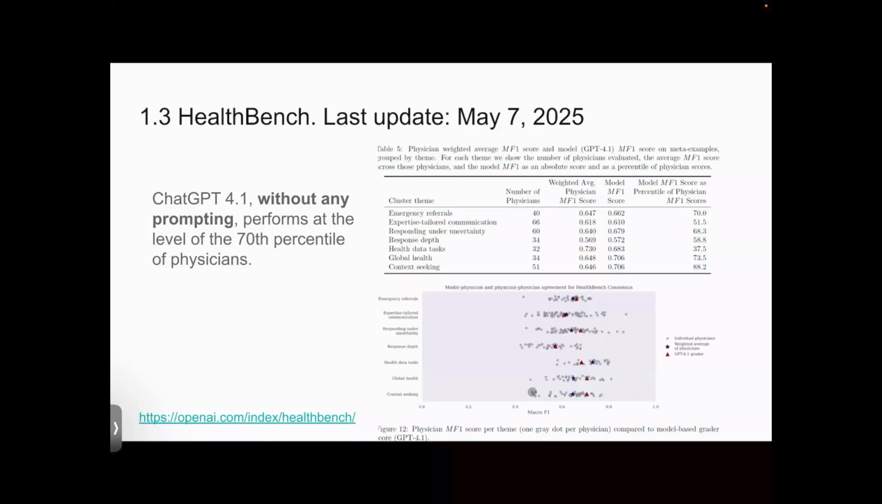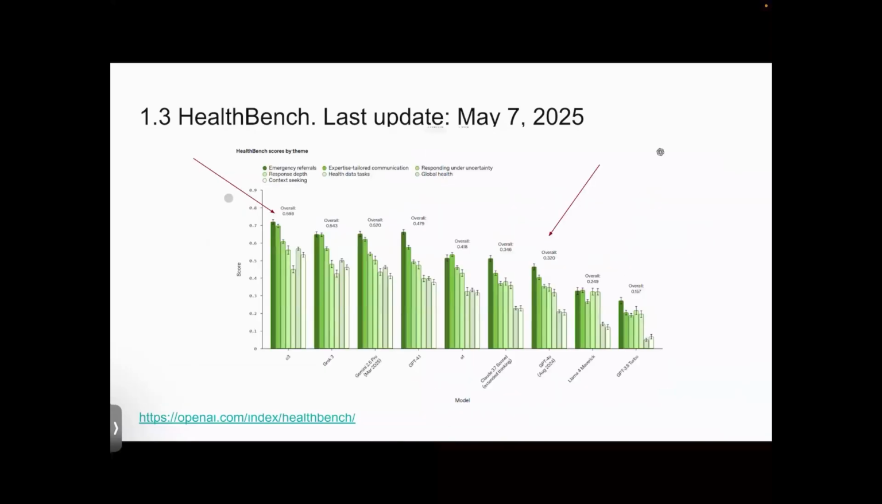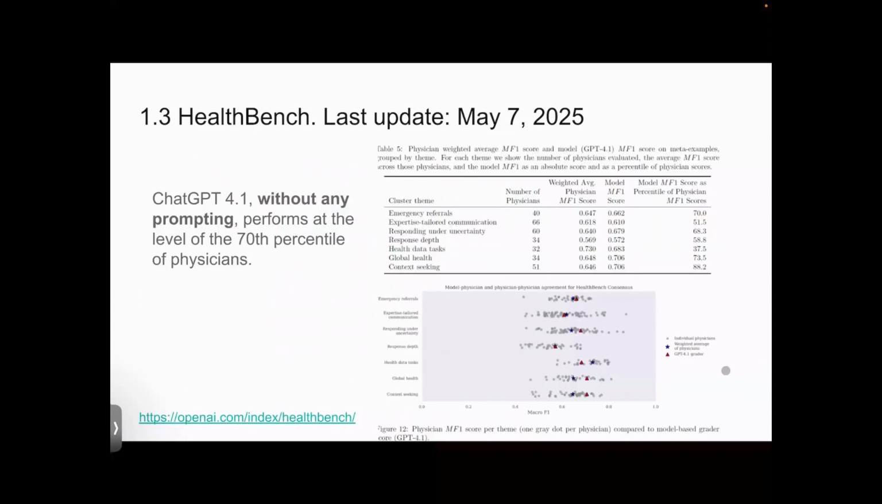First of all, you can see how dispersed the responses of physicians are from the weighted answer. So it is actually a good thing that OpenAI is showing us what is happening in reality, how physicians from different countries globally diverge from each other. And basically, it's showing us that ChatGPT 4.1 is as good as the weighted physician, but it is really lagging behind in context seeking.